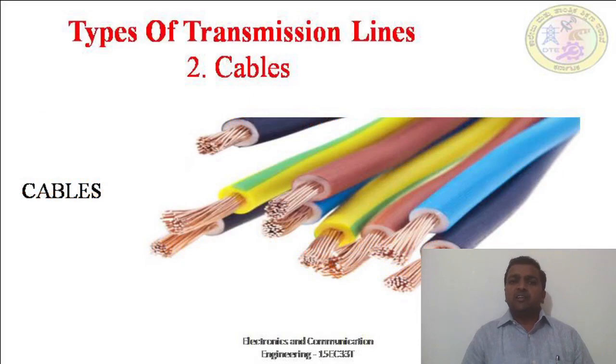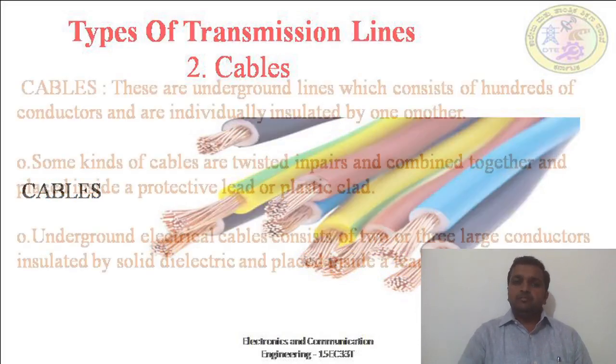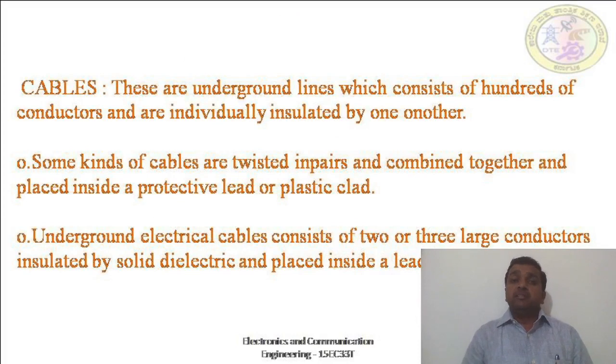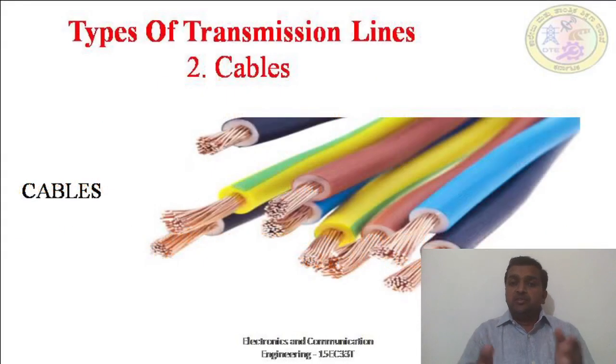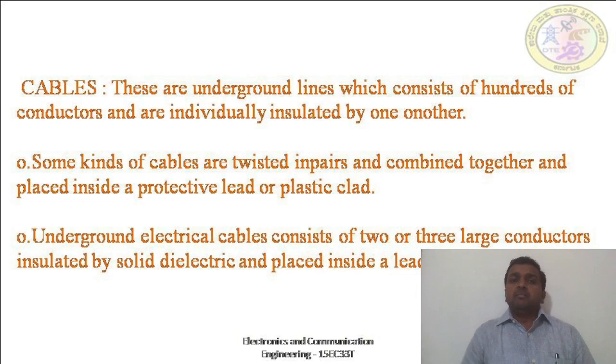Now I move on to the second type, cables. As you all know, cables are underground lines which consist of hundreds of conductors individually insulated from one another. You can see multiple conductors here. They are individually insulated so that there will not be any shorting effects. Some kinds of cables are twisted pair cables. They are combined together and placed inside protective lead or plastic cladding. Underground electrical cable consists of 2 or 3 large conductors insulated by solid dielectric so that it avoids shorting effects.